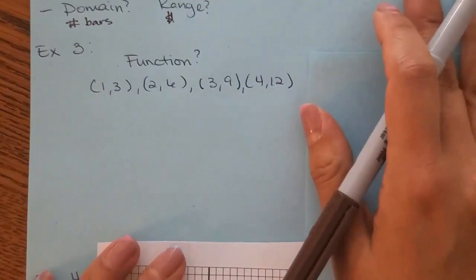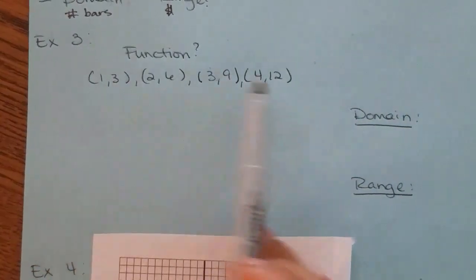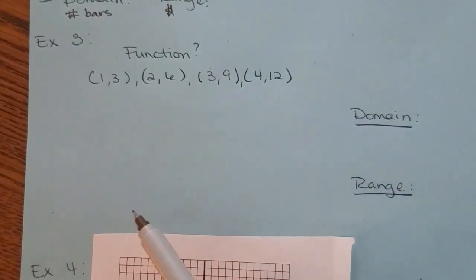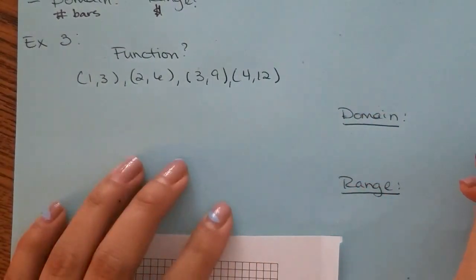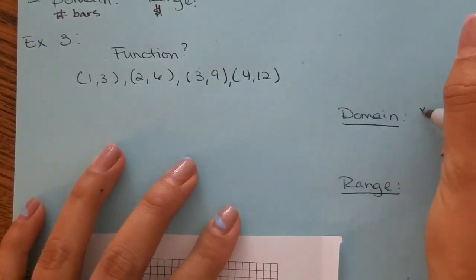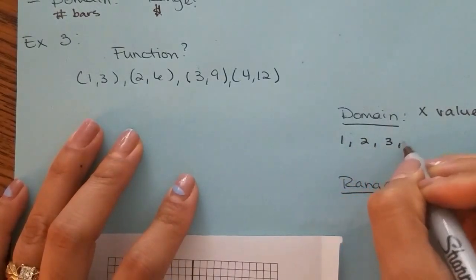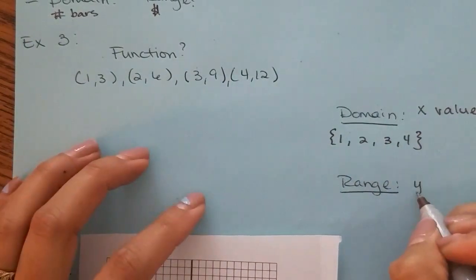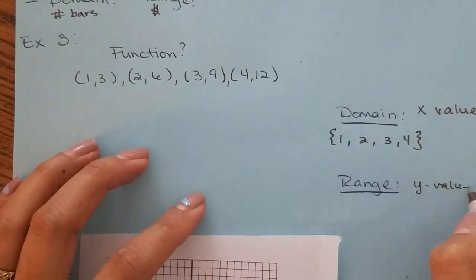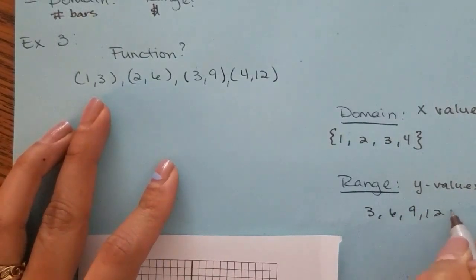I have a few more examples. So here we have a set of ordered pairs or points, and we need to determine if it's a function. I'm going to do the domain and range first. So my domain is all of my input or all of my X values. So I'm just going to list them. I have 1, 2, 3, and 4. That's my domain. My range is going to be all of your Y values. So 3, 6, 9, and 12.